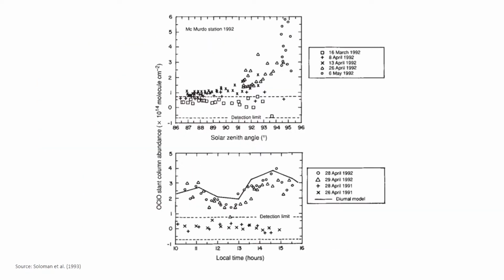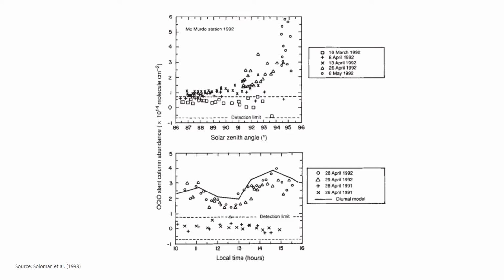A study published in 1993 tracked chlorine dioxide abundances in the late fall of 1991 and 1992 in Antarctica. The presence of chlorine dioxide was an indicator of enhanced chlorine radical chemistry, which could indicate heightened ozone depletion in the year after Pinatubo's eruption.